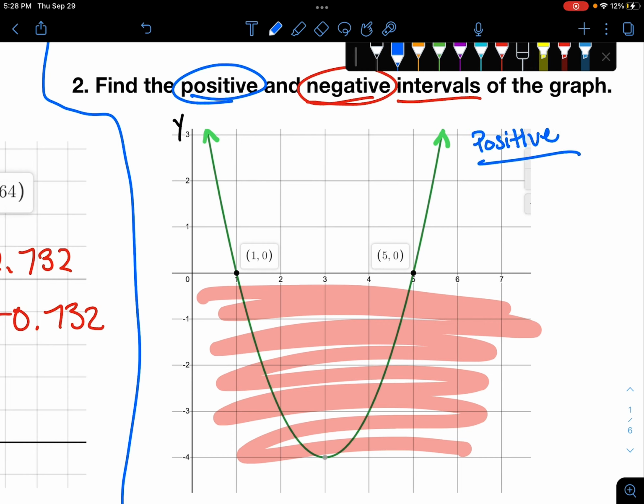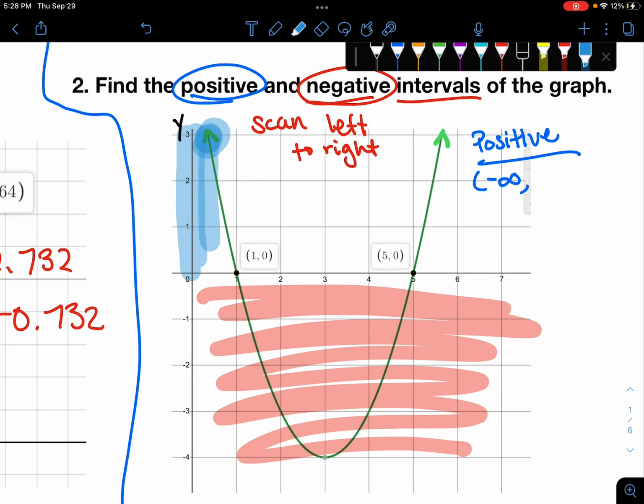I'm going to scan left to right. From the left side, I see an arrow pointing to the left. So that means we're going to start at negative infinity. From negative infinity, I end at 1 because it's touching the x-axis.